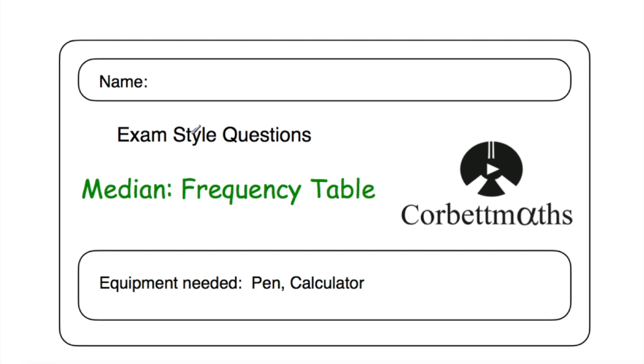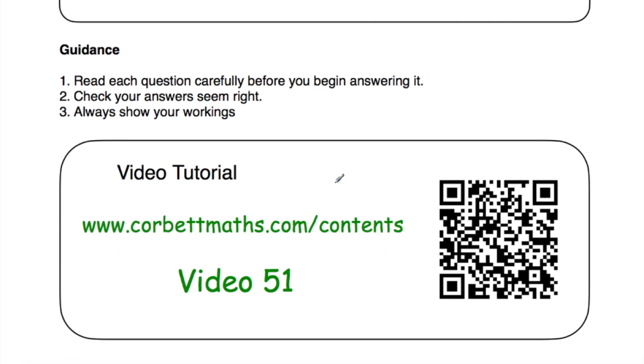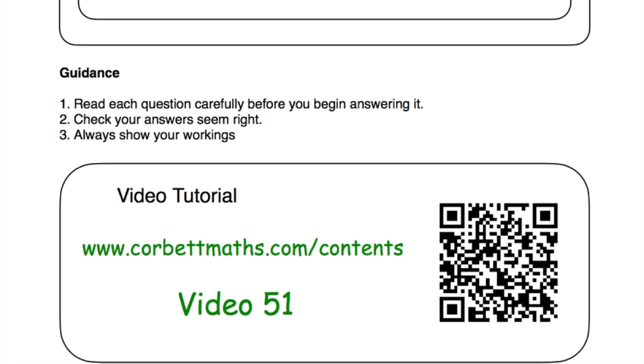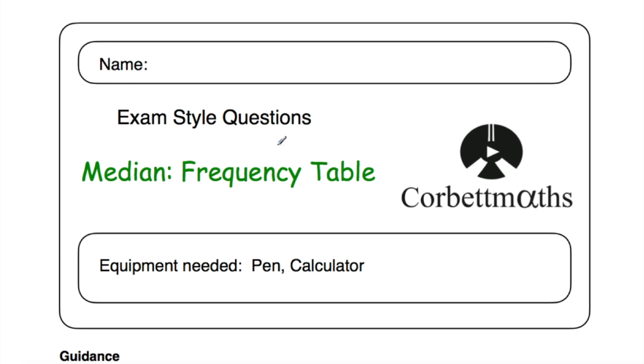In this video, we're going to look at the video solutions to the practice questions on finding the median from a frequency table. If you need any extra help on this topic, go to Corbettmaths, go down to the videos and worksheets section and scroll down to video number 51. There's a dedicated video tutorial there on finding the median from frequency tables. Alternatively, you could scan this QR code. But in this video, we're going to focus on the video solutions to the practice questions, so let's get started.